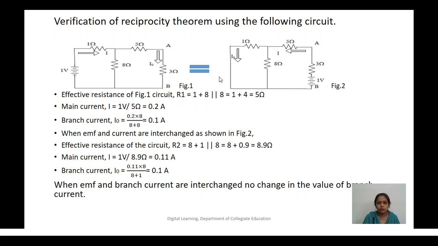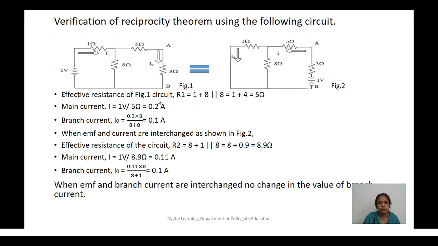In this case, we'll see whether there is any change in the value of the branch current I naught. We'll calculate what I naught is in this case and in the other case, and we'll see whether they are similar or not. If they are similar in both cases, then it is proving the reciprocity theorem. So first we'll concentrate on the first circuit, figure 1.